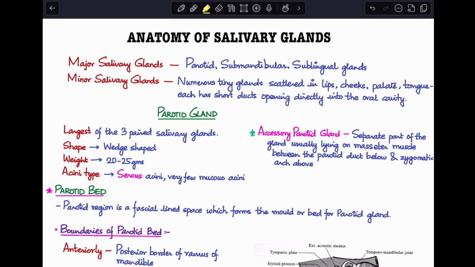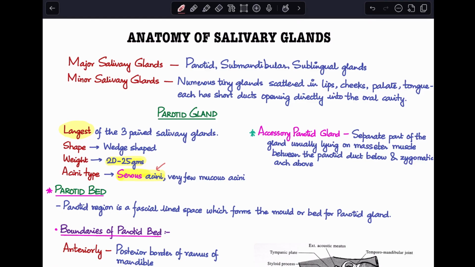Now let's start talking about the anatomy of the parotid gland. As we know, the parotid gland is the largest of all the three glands. It is wedge-shaped and usually weighs about 20 to 25 grams. And if we had to talk about what type of gland this is, it basically has more serous acini and very, very few mucous acini. So it is predominantly a serous type of gland.